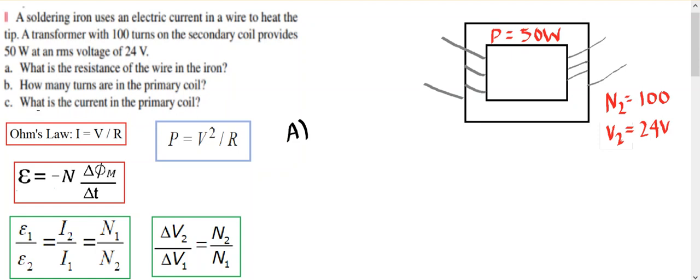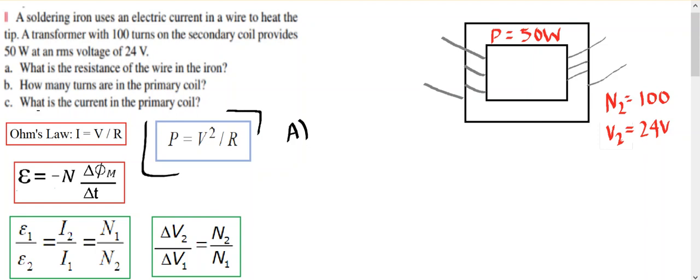We can start with part A, where it asks, what is the resistance of the wire in the iron? Now, as mentioned before, the rate of power supplied to both coils is the same. Therefore, with the given variables, we cannot use Ohm's law because we have no idea of any current. However, we can use this new equation that you see here in the blue box, because since the power is the same for both coils, we are given the power, 50, and we would just plug in the voltage and resistance for the specific coil that we're looking at. So in this case, we would use our given variables.